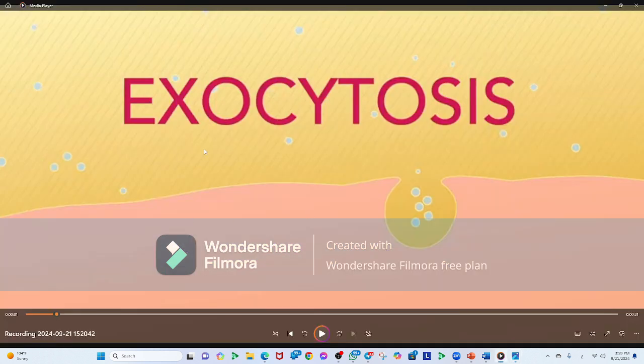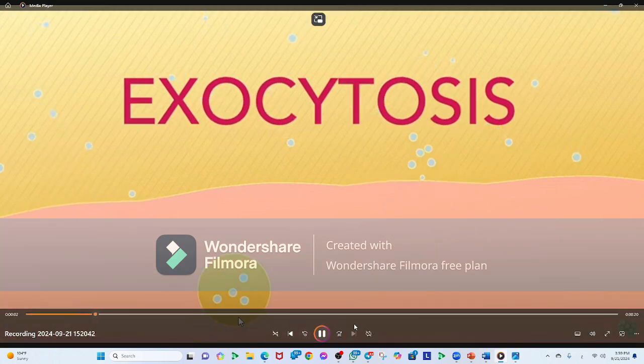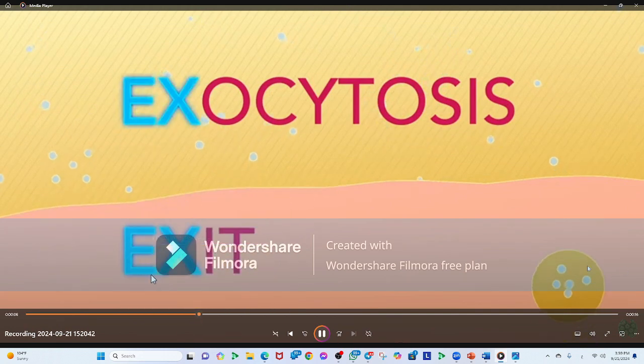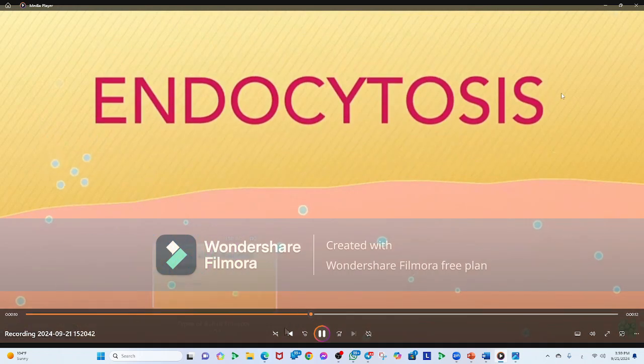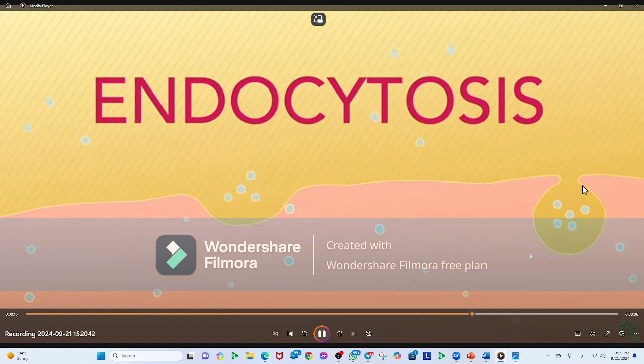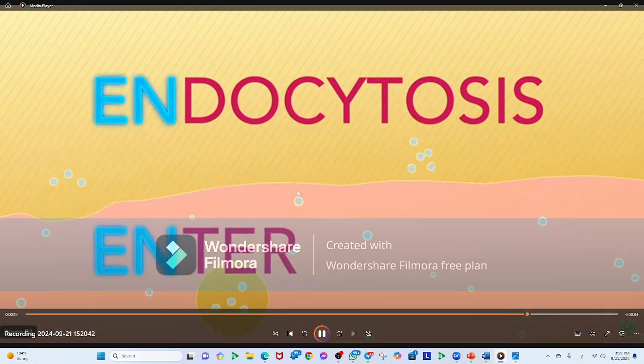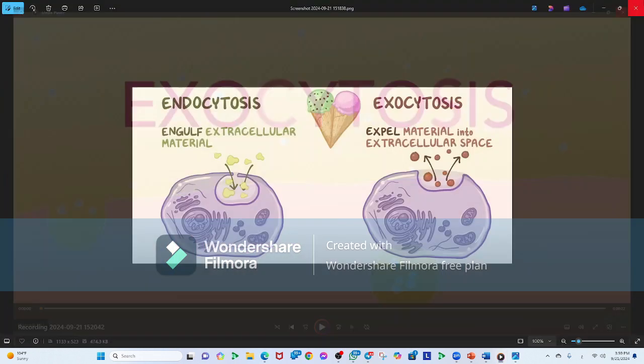Here, let's see this video. Exocytosis is a way for things to leave the cell, and it shares the first two letters with exit. Yes, here these materials leave. You can also remember that endocytosis is a way for things to move into the cell because it shares the first two letters with enter. Enter. Okay.